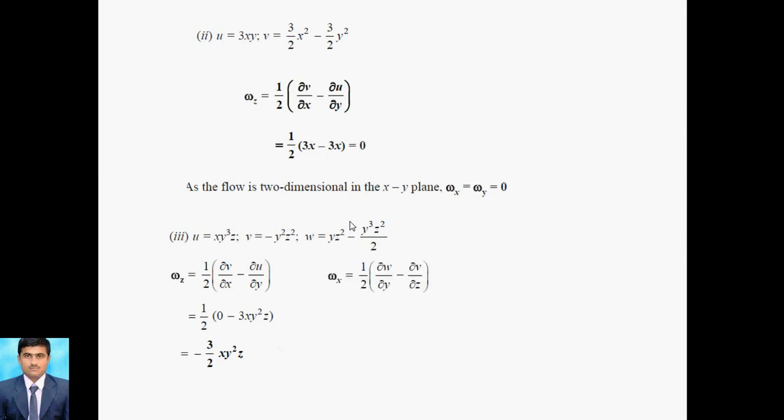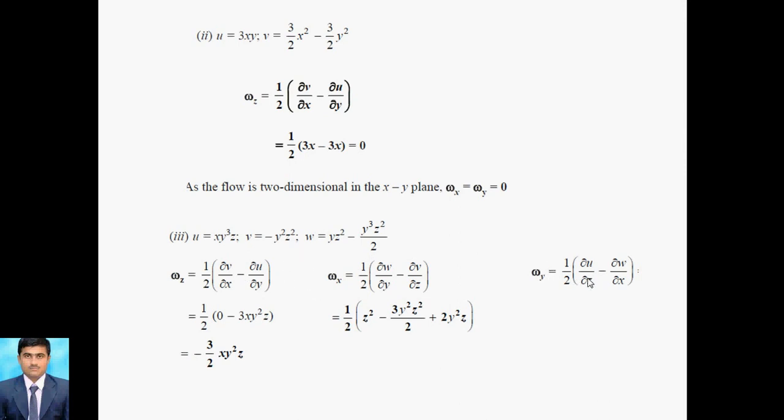Similarly, we can go for wx, because this is rotated about all axes, right? That's why u, v, w values are given. Then we can take dou w by dou y, where z square by 2 is constant, and 3y square. Likewise we can take the wx format. Then next wy, since it is rotated about the y direction. Why do we take these three dimensions? Because it is rotated about three axes.